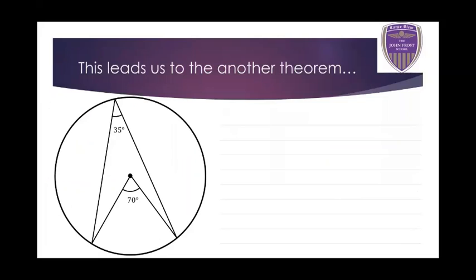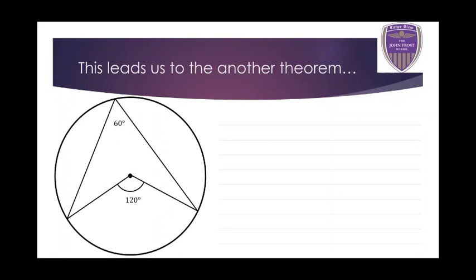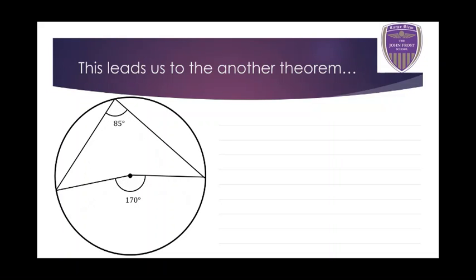Moving on. So this circle theorem actually leads us into another one, okay? So if we consider the circle again, where the angle on the edge is half the size of the angle in the center, or the angle in the center is twice as big as the angle on the edge. Here we've got 35 degrees and 70 degrees. Here we've got 60 degrees and 120 degrees, 85 and 170 degrees, 90 and 180 degrees.